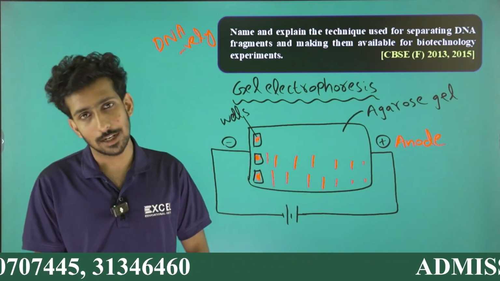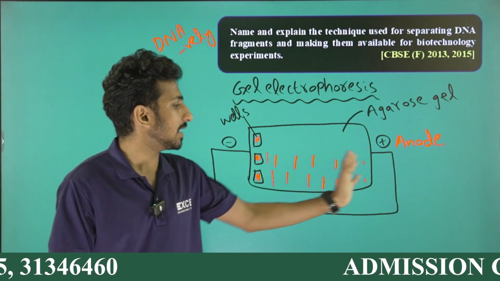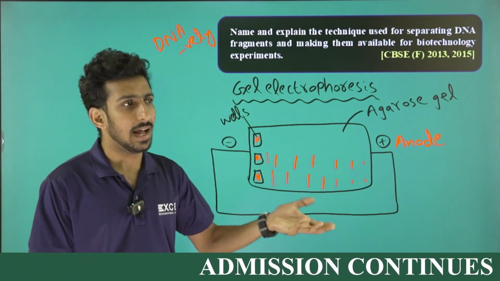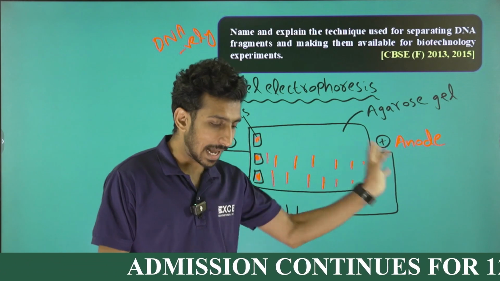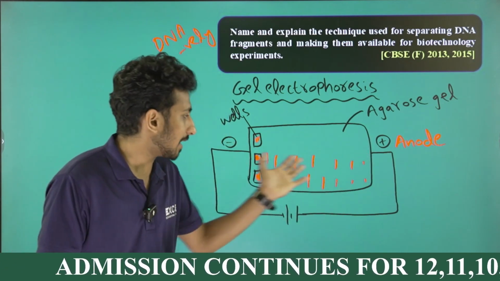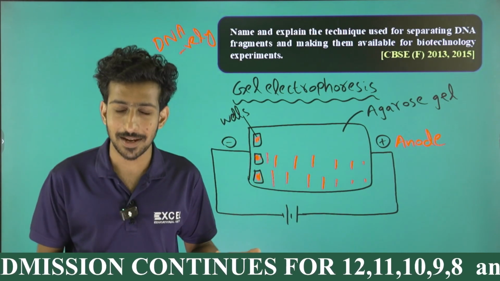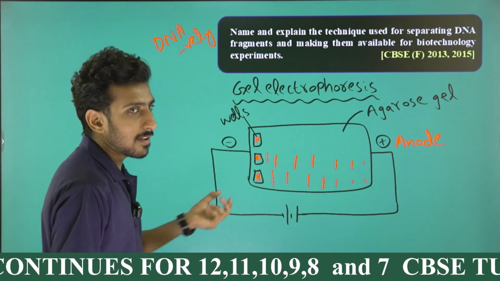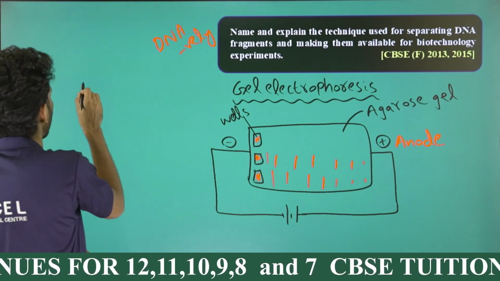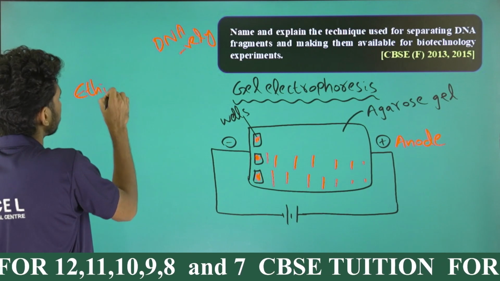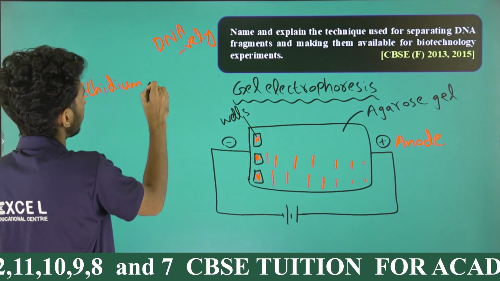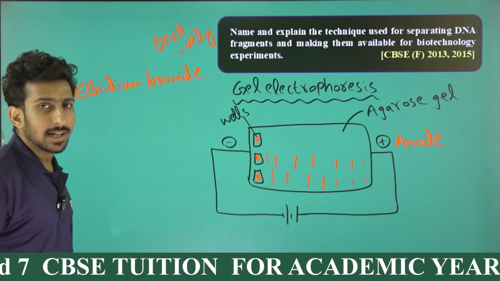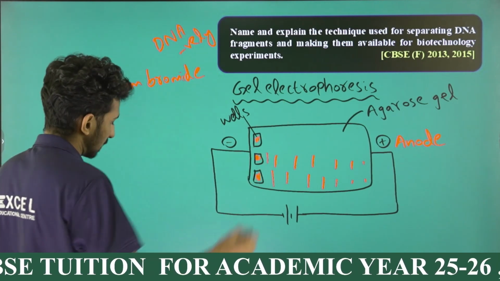Okay, this is gel electrophoresis, but the problem is we cannot see the DNA fragments. DNA fragments are that much smaller, and also in this agarose gel we cannot see where our DNA fragments have gone. So in order to visualize these DNA fragments, we have to add ethidium bromide into that agarose gel.